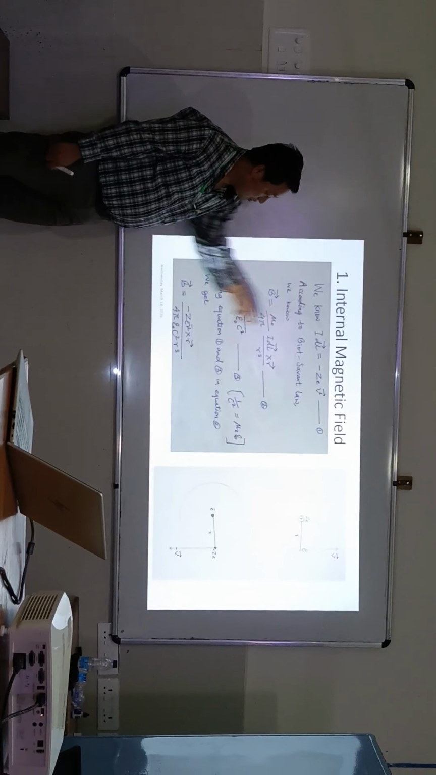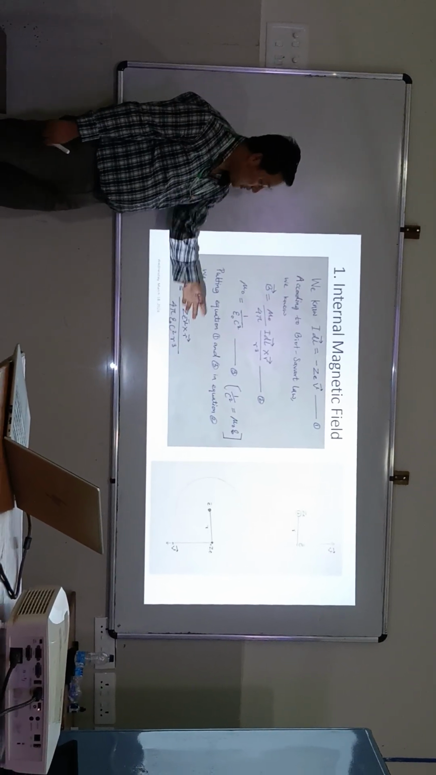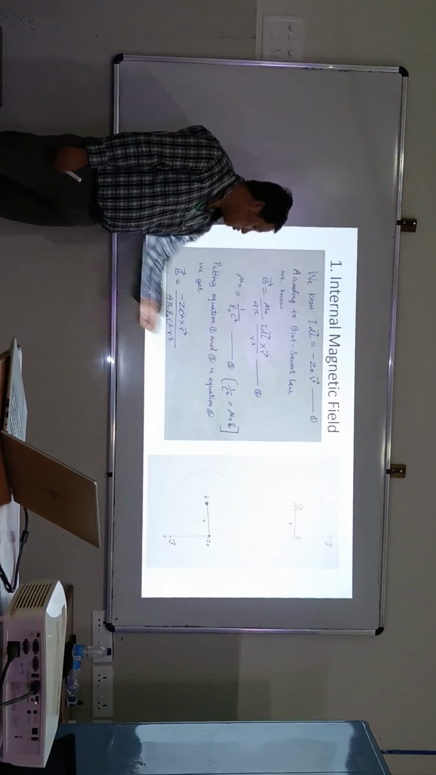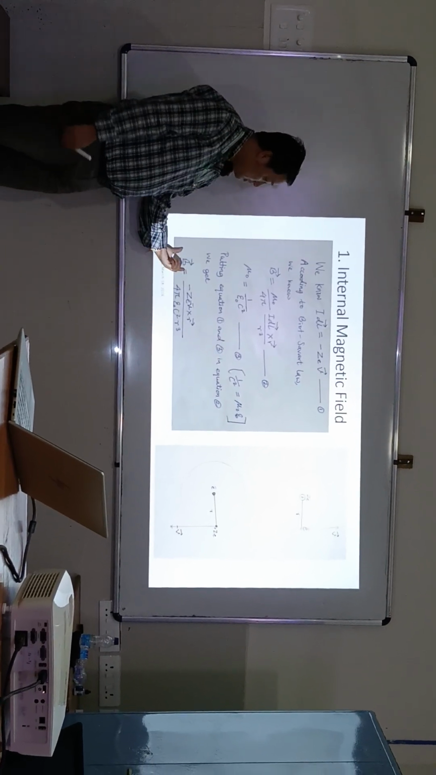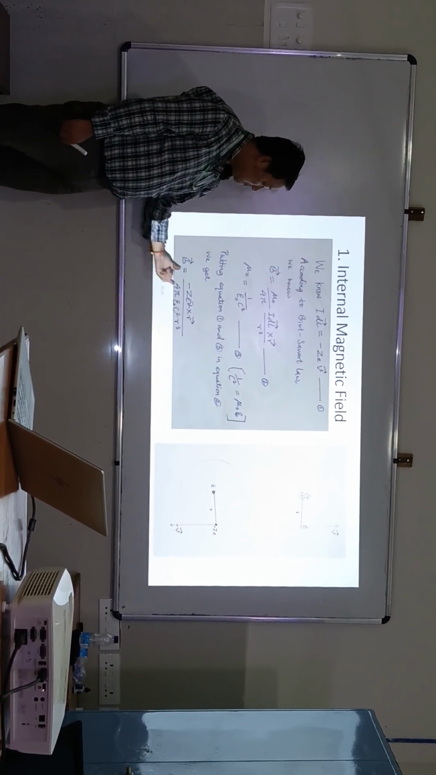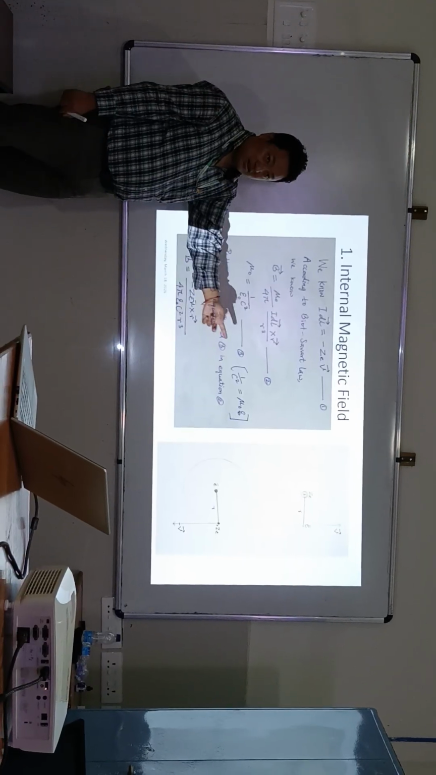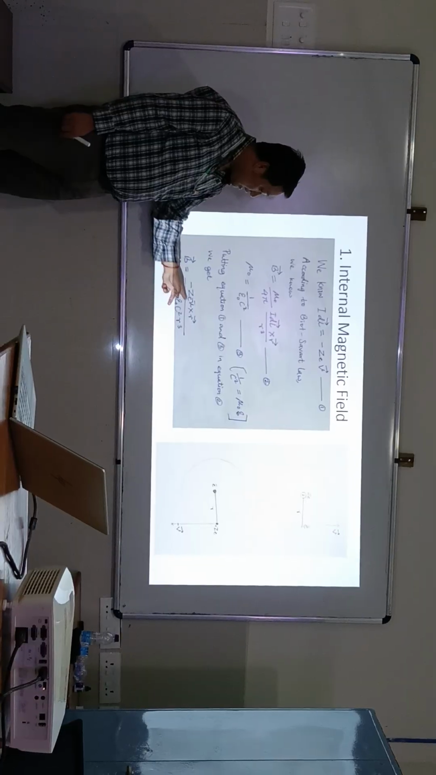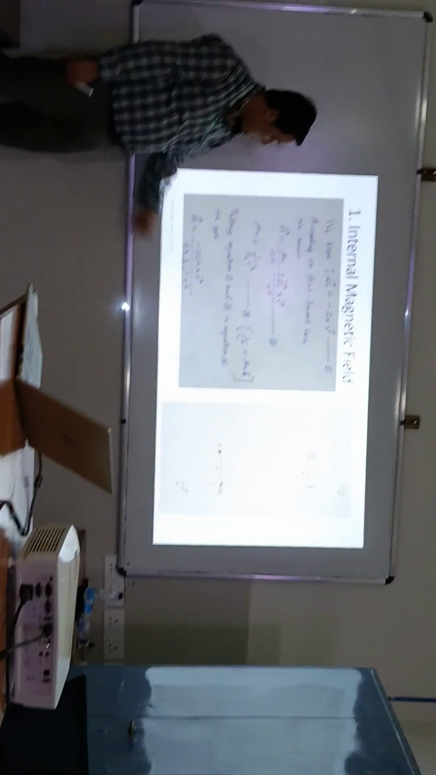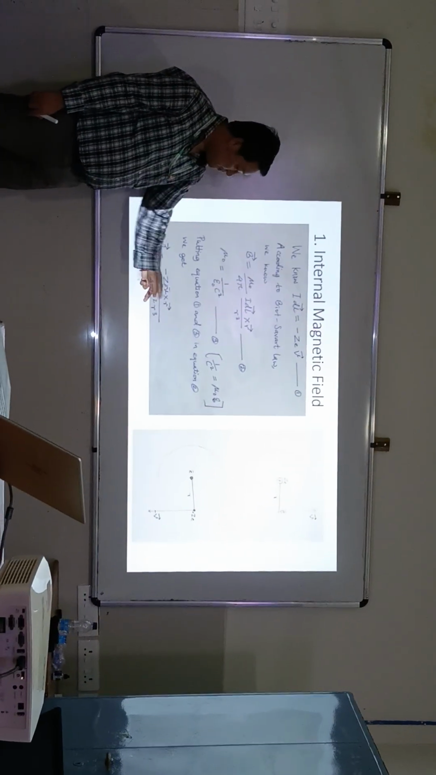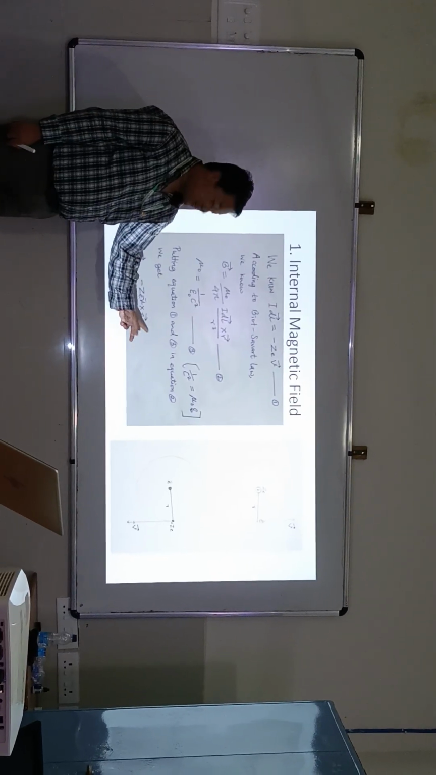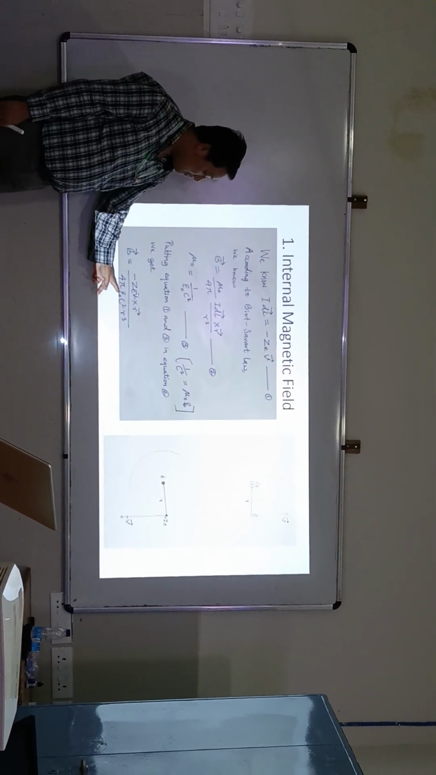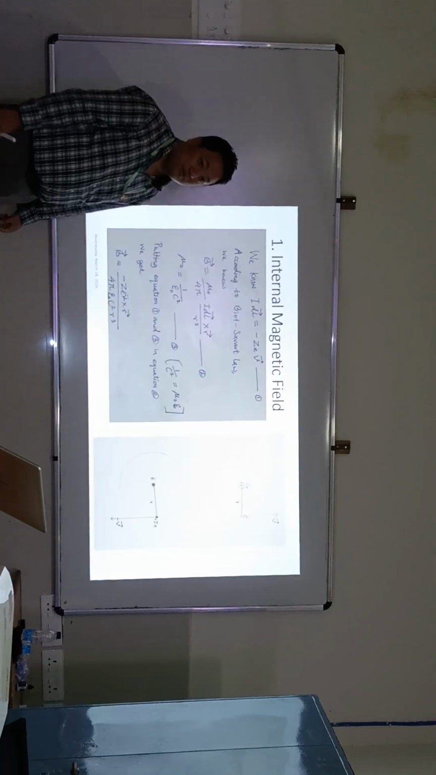So when we substitute equations 1 and 3 in equation 2, we get the internal magnetic field, which is given by negative Z e, where Z is the atomic number of the nucleus and e is the charge, times velocity vector cross radius vector upon 4 pi epsilon naught c square r cubed.